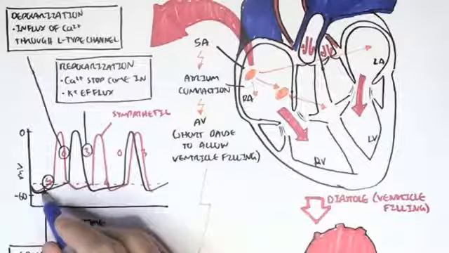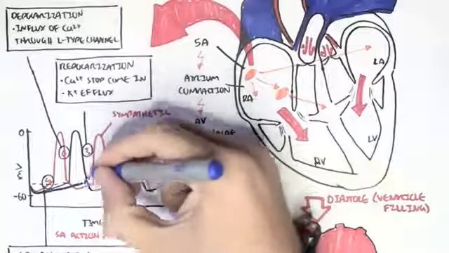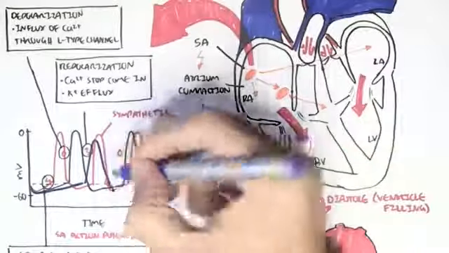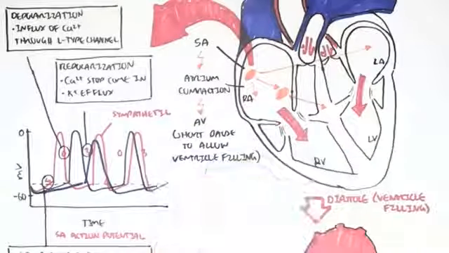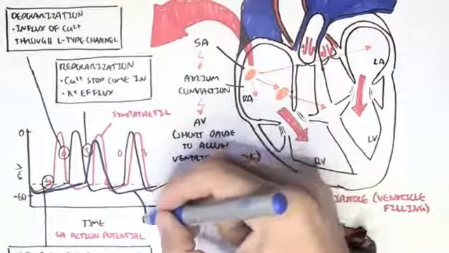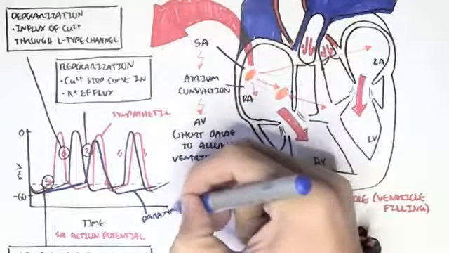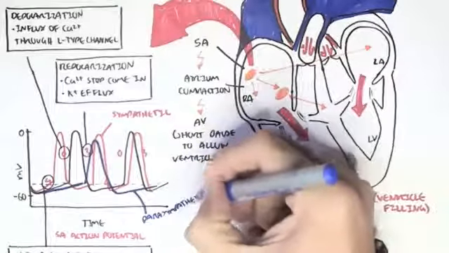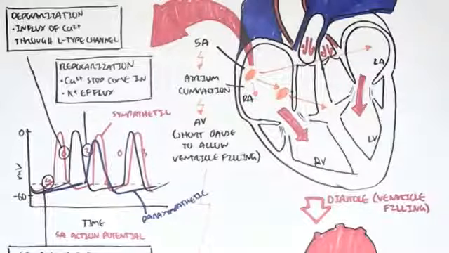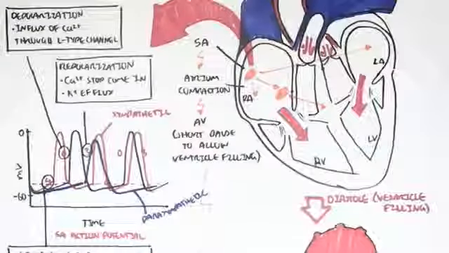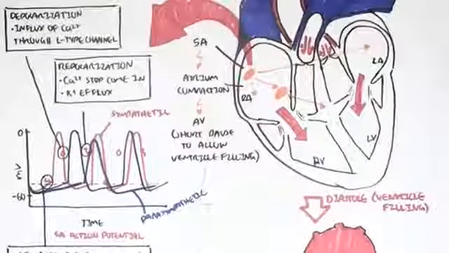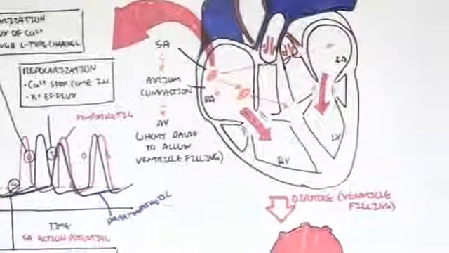In contrast, we have the parasympathetic nerve innervation firing that will cause the rate of spontaneous depolarization to decrease, so slowing the heart rate. And we see this when we eat, for example. So as you can see on this graph, the blue thing, the parasympathetic activity, is causing the spontaneous depolarization to be longer.